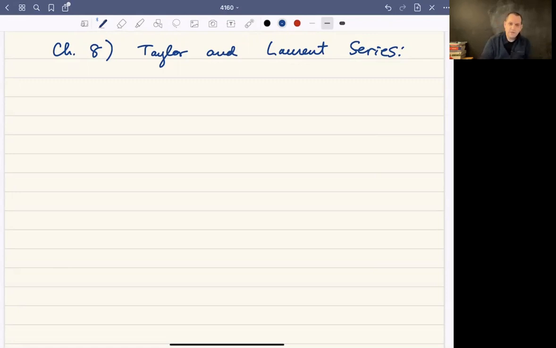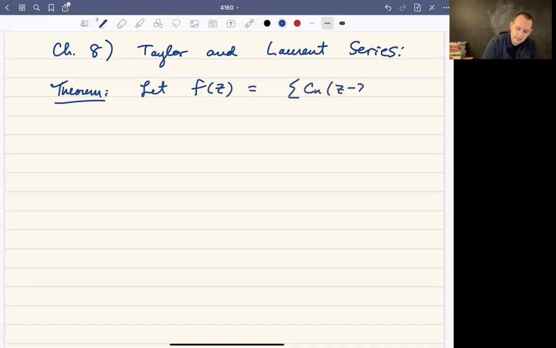And what I want to do first, before we get to Taylor series, is a few facts about series and holomorphic functions. So the first one is, and this is going to be a theorem from the book, let's say f has a power series. So let f of z be this power series, c sub n, z minus z naught to the n, as n goes from 0 to infinity. And suppose that this power series has radius of convergence r.